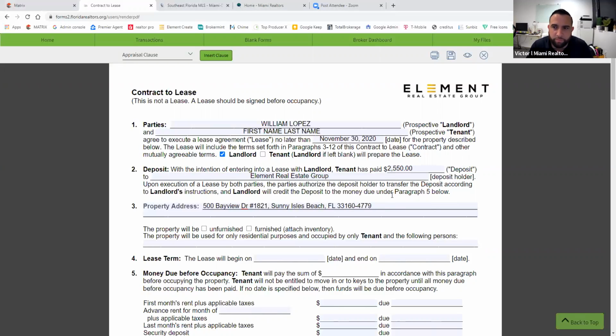All right. You should be collecting your deposit at the time that you're submitting the offer. Okay.